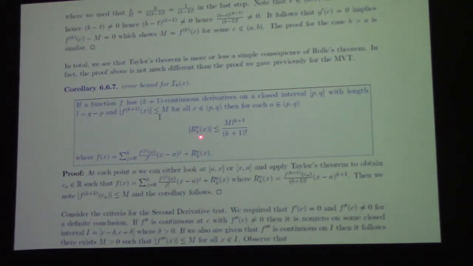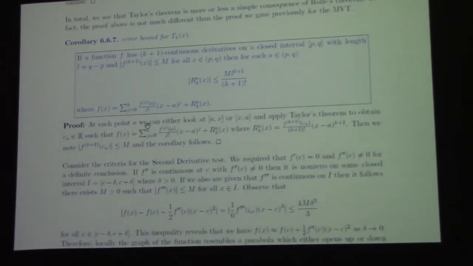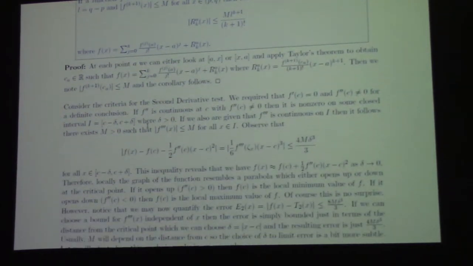And this corollary to the theorem says that if you can bound that error term by the constant M times L to the k plus 1 over k plus 1 factorial, where L is the length of the interval considered, then we can bound the error in using a Taylor polynomial using this corollary. So let me show you an example.